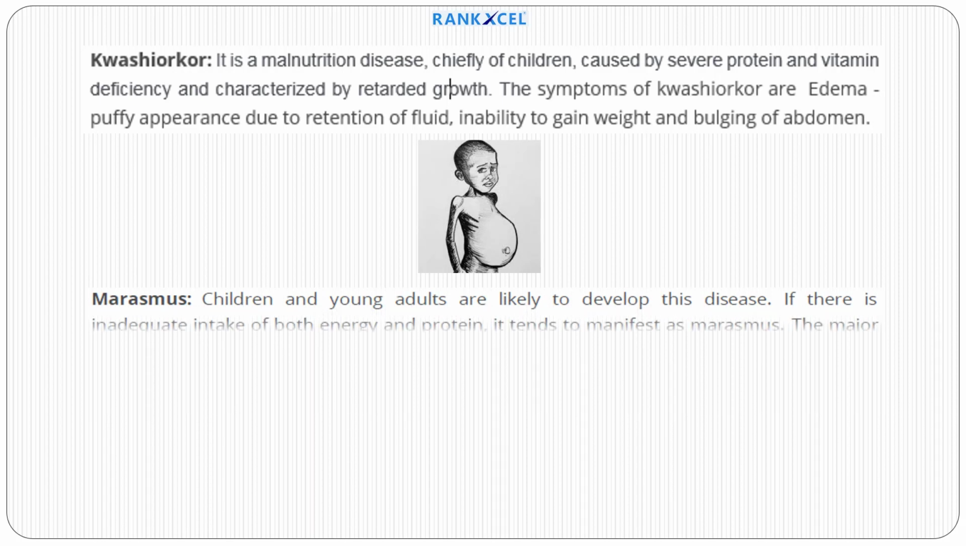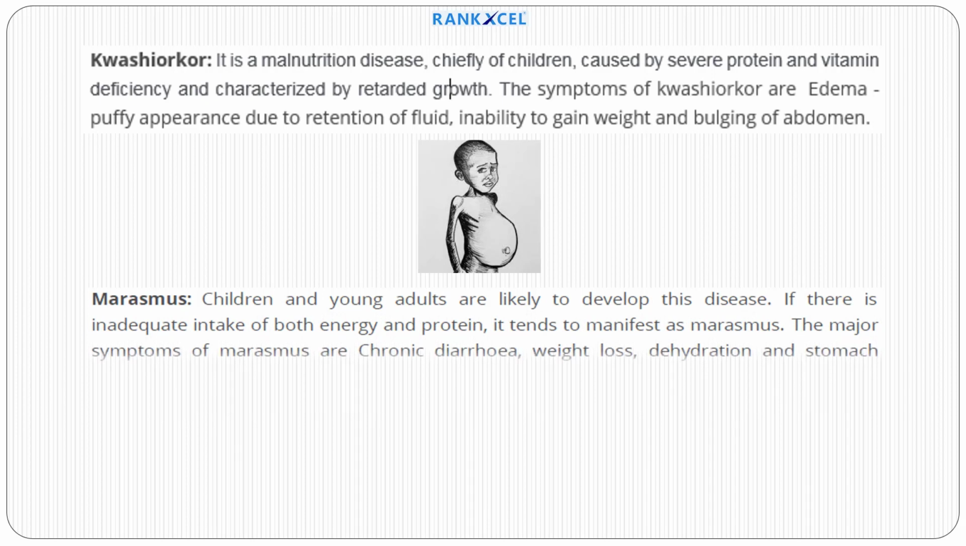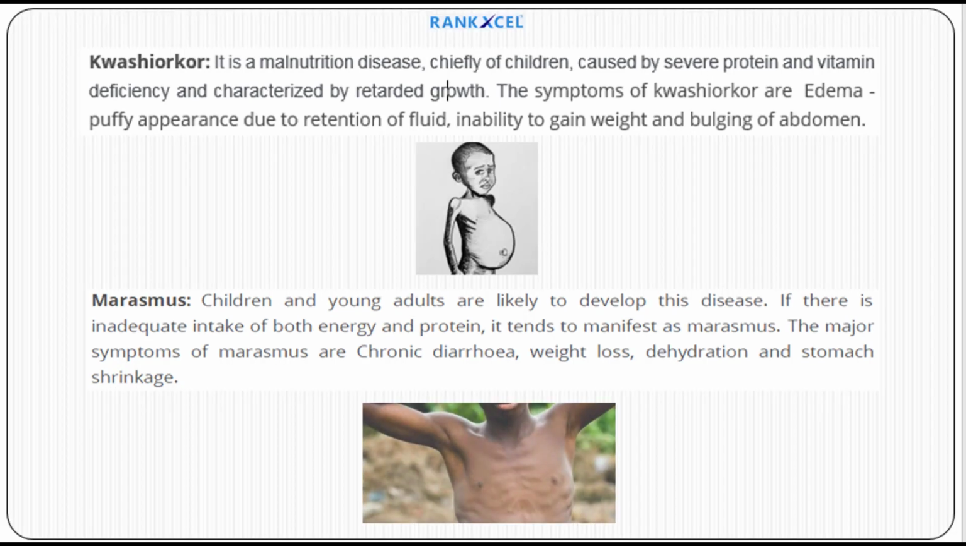If there is inadequate intake of both energy and protein, it tends to manifest as marasmus. The major symptoms of marasmus are chronic diarrhea, weight loss, dehydration and stomach shrinkage.